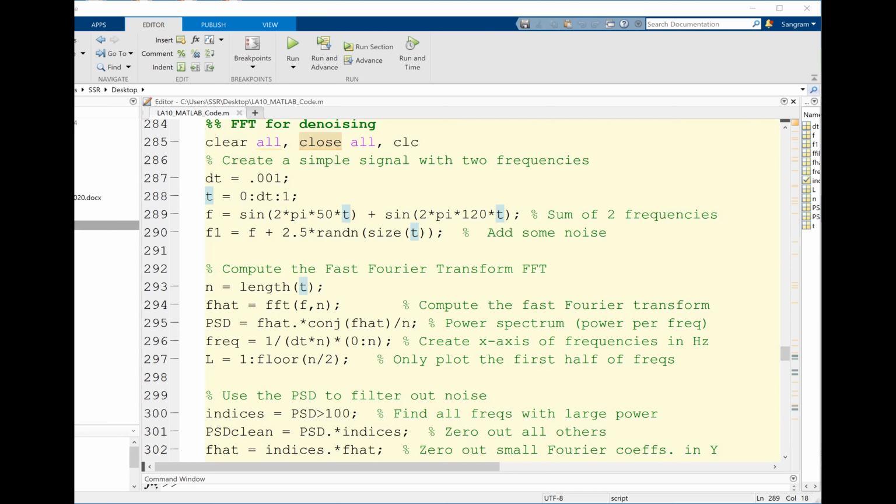Everyone understood this? So FFT can be an excellent tool for noise reduction. Some of you may ask me, where do I see this? Believe it or not, when you are talking on a cell phone, this FFT is going on in the background.